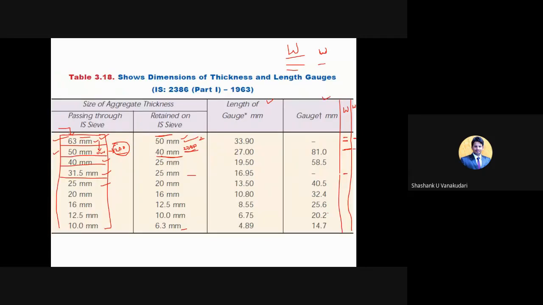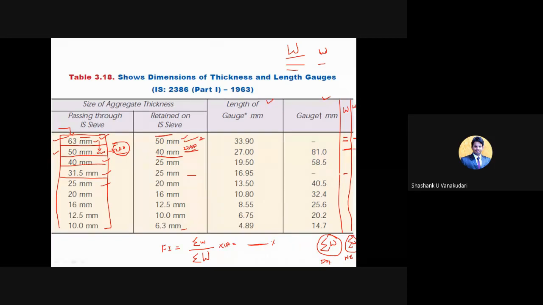Clear? So after this, what do we need to do? We need to do the summation of all these capital W's. Summation of capital W and then this is summation of small w. So how are you going to find out the flakiness index? You find the flakiness index by using the formula: summation of small w divided by summation of capital W, multiplied by 100. So this is in terms of percentage. Clear? Summation of small w will be in the numerator and summation of capital W will be in the denominator. Clear? So like this we are going to find the flakiness index.